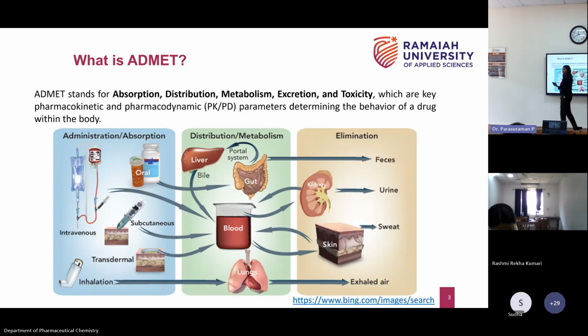After distribution, what happens? The drug gets distributed throughout the body and it goes to the liver. In the liver, there are several enzymes, like the family of cytochromes P450. Those metabolize the drug and break it down. After breaking down and metabolism, the drug goes to the kidneys and gets excreted from the body.